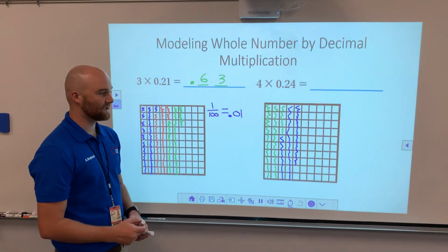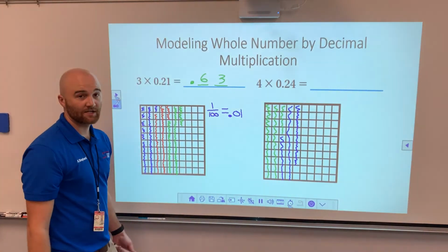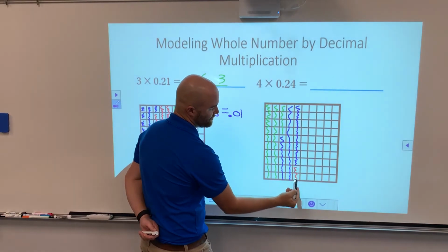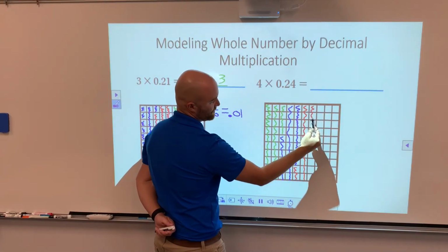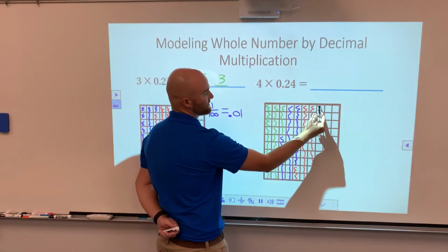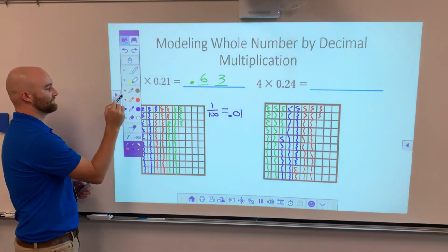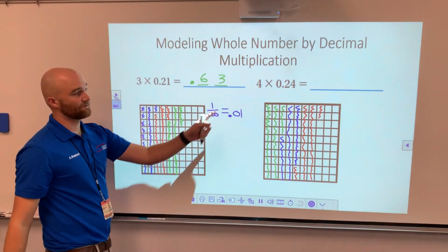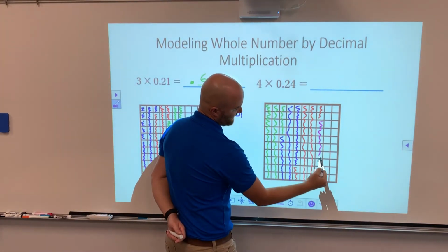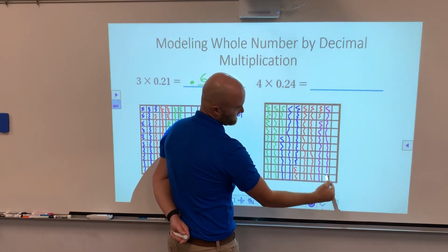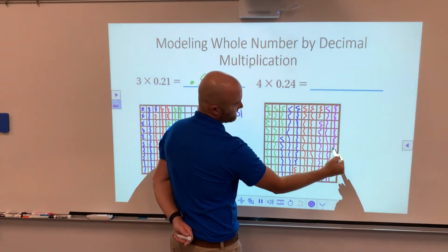Then I'm going to switch colors again, and I'm going to shade in another 24. So there's 2, there's 12, then there's 22, then there's 24. And then lastly, I've got to switch colors one more time because it wants 4 different colors. I'm going to shade in 24 hundredths one more time. Here I've got 8, here I've got 18, 19, 20, 21, 22, 23, 24.